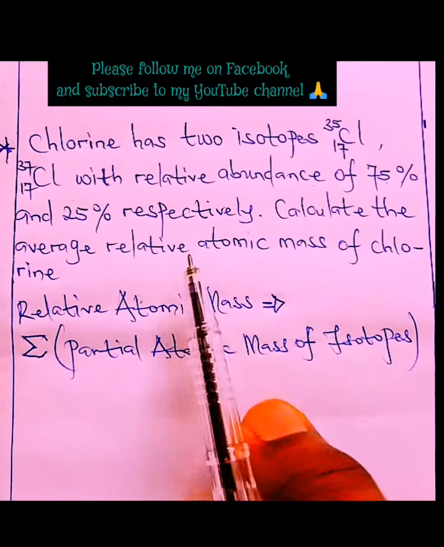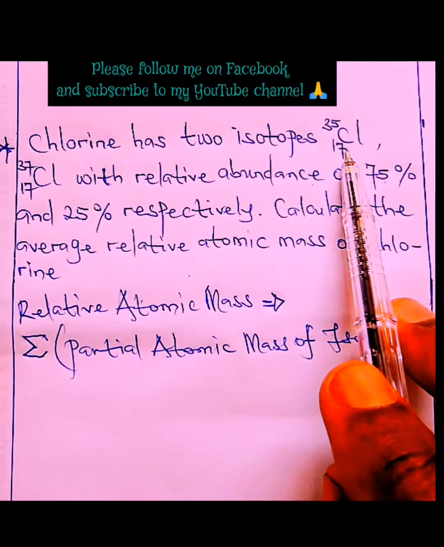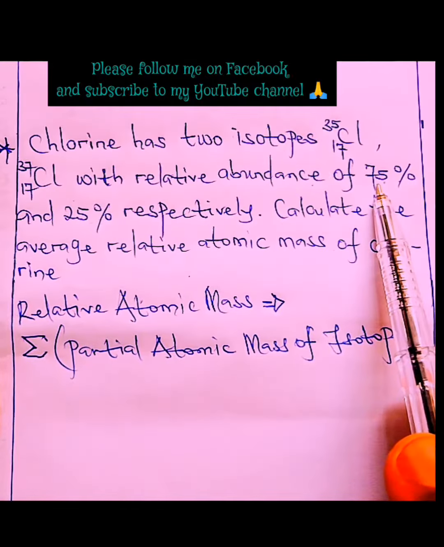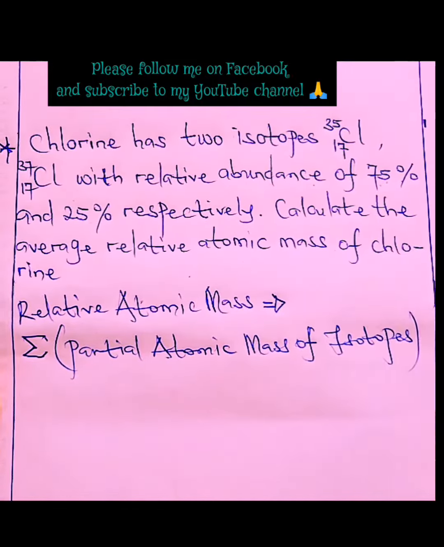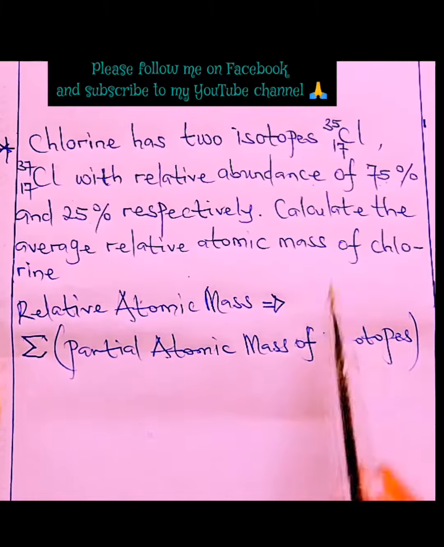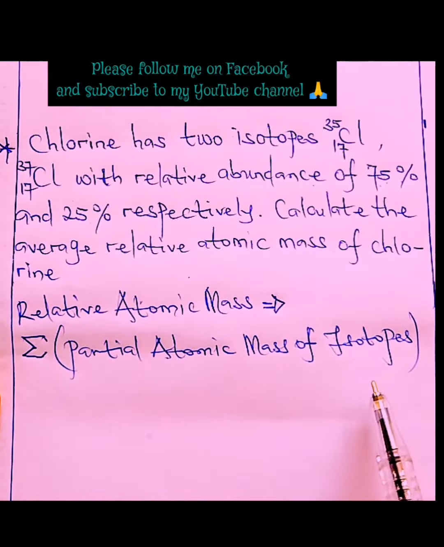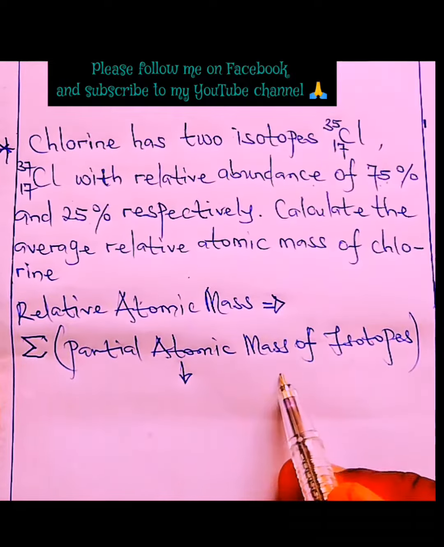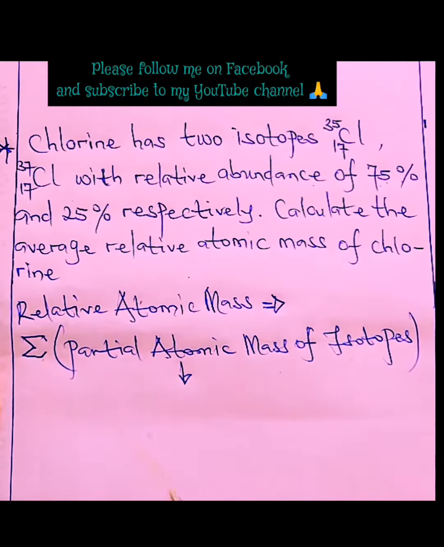Now we can see we are given two different isotopes, chlorine 35 and chlorine 37, and we are given their percentage of existence in nature. So for us to get the relative atomic mass of chlorine, what we just have to do is to get the partial atomic mass of each of those isotopes. Now, how do we get the partial atomic mass of each of those isotopes? Don't forget, by the time we get the partial atomic mass, then we add them up. So how do we get that?